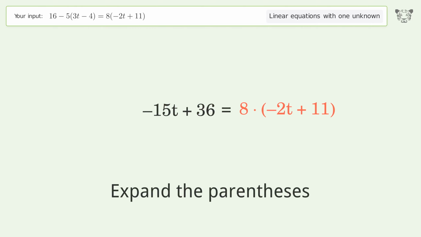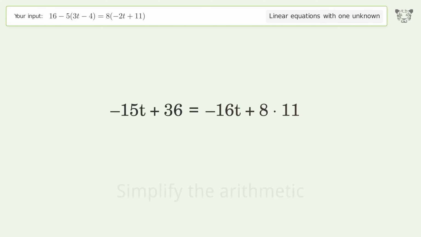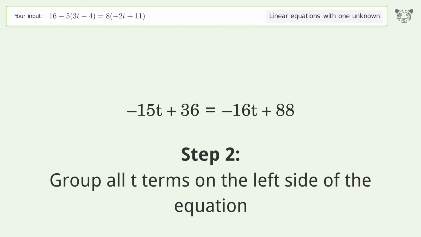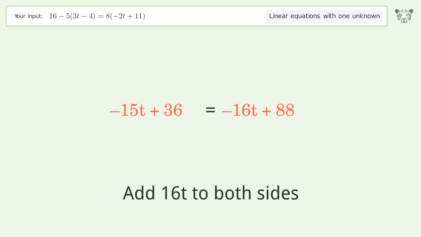Expand the parentheses. Multiply the coefficients. Simplify the arithmetic. Group all t terms on the left side of the equation. Add 16t to both sides.